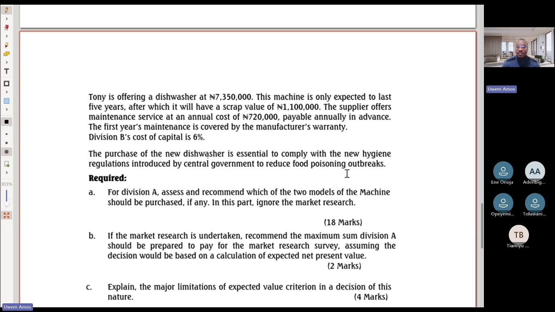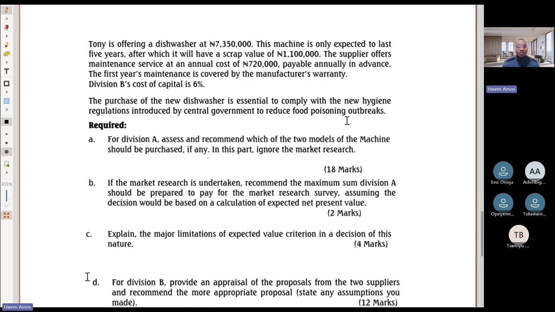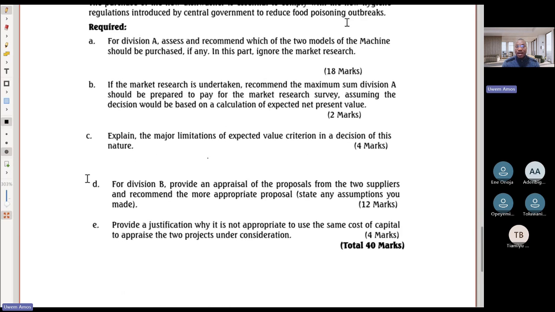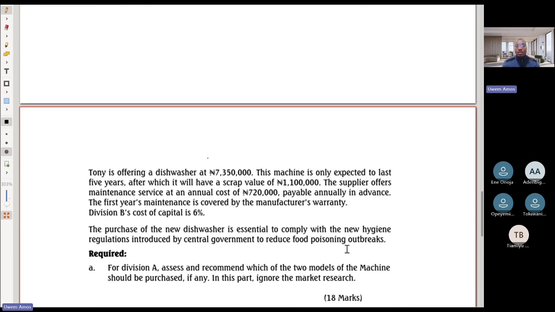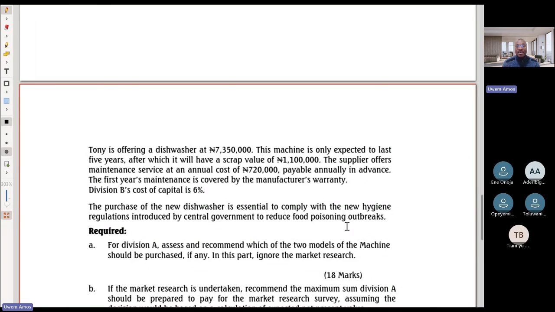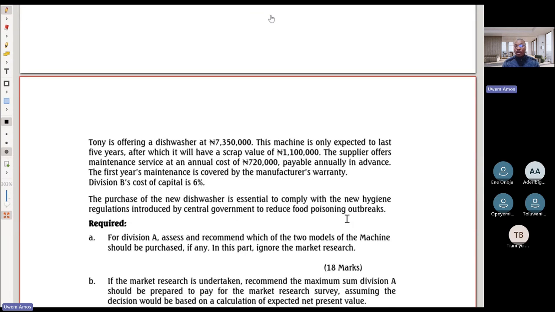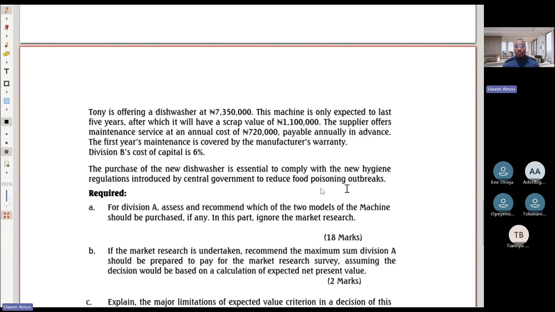So that's 18 marks. Then we have the B part, the C part, D part, as well as the E part. So let's start with the A part. It says, assess and recommend which of the 2 models of the machine should be purchased. So clearly, that requirement tells you that you're trying to compare one machine versus another machine, and you're trying to determine which of them you should purchase.